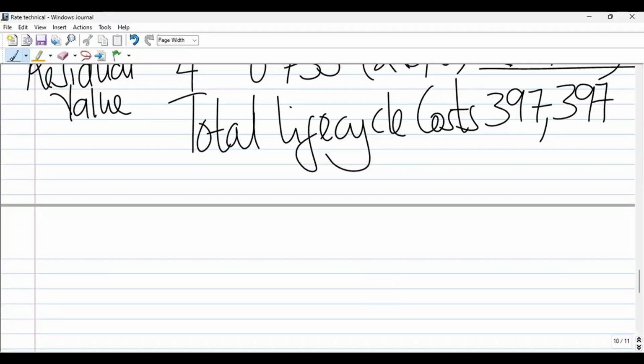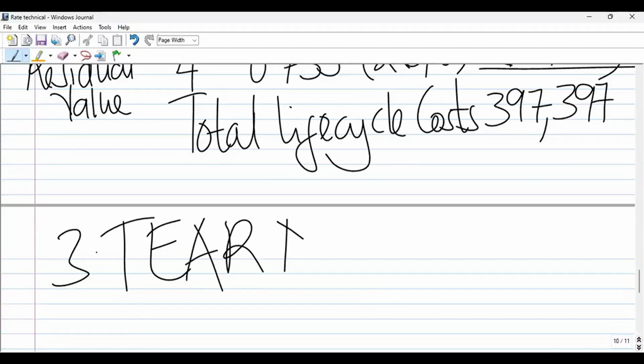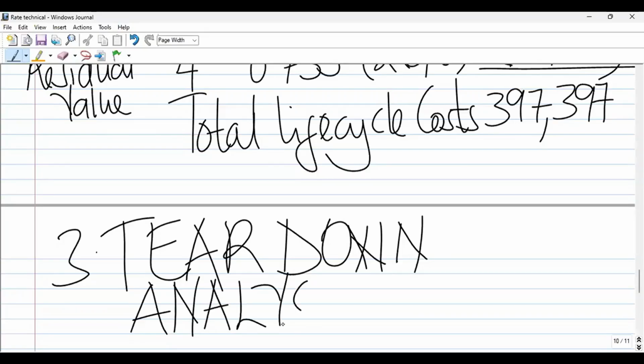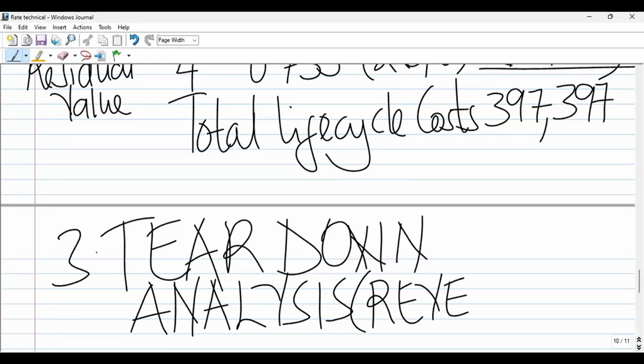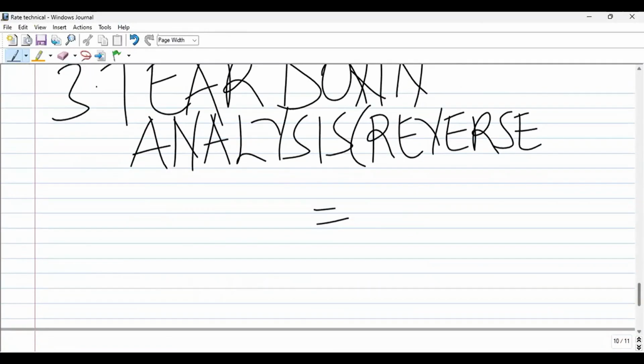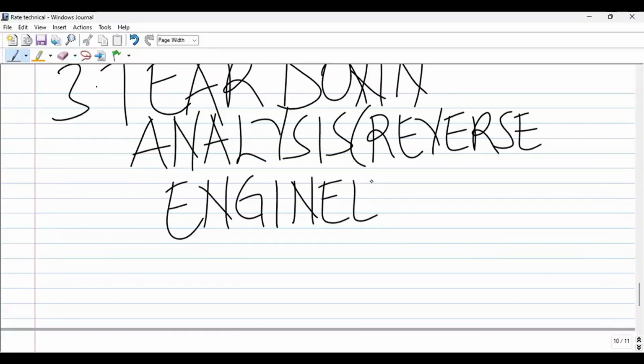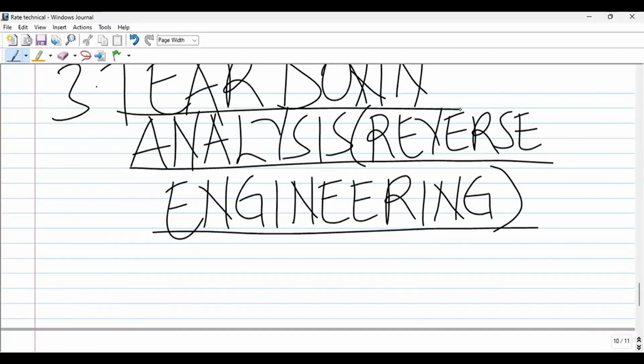So method number 3. Method number 3 is tear down analysis, or reverse engineering.